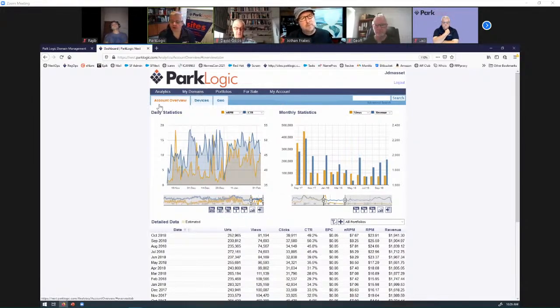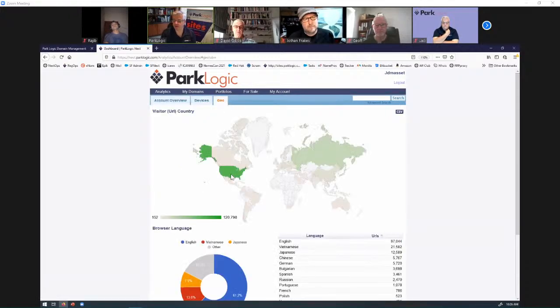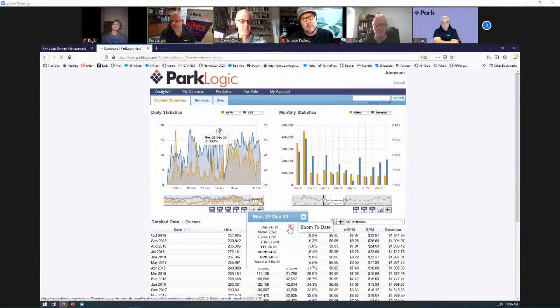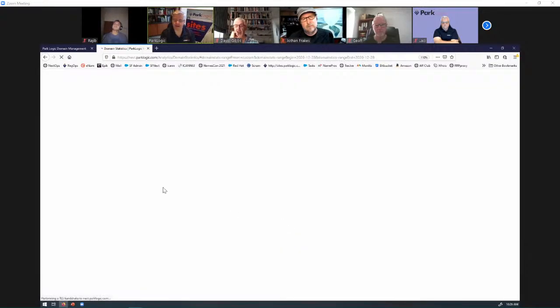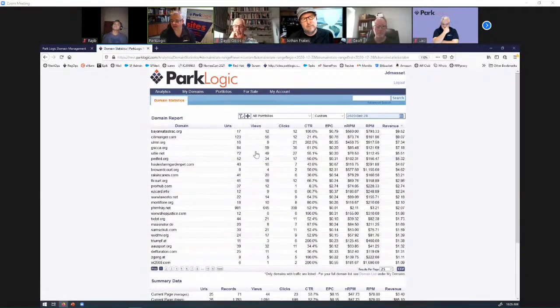What you may also want to know is where all my traffic is coming from. I can see device size, operating system, or geo range. Oh, it's coming from the US. That's always a good thing. And browser language. So we can get all of that information at your fingertips. You can also click on a particular date, zoom in and say, tell me the domains that made up that date. The system will go away, grab all the data, and there are all the domains that made up that particular date.